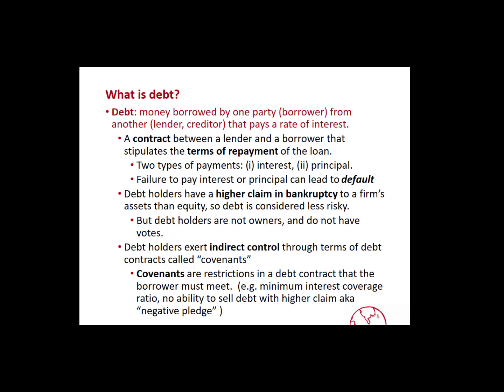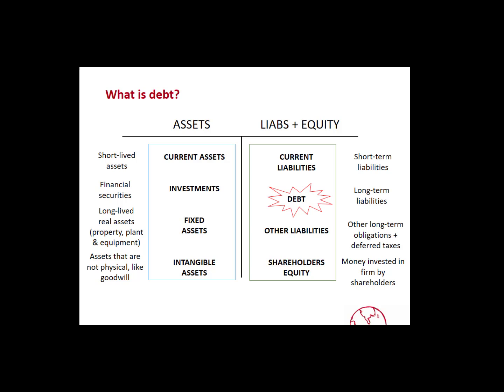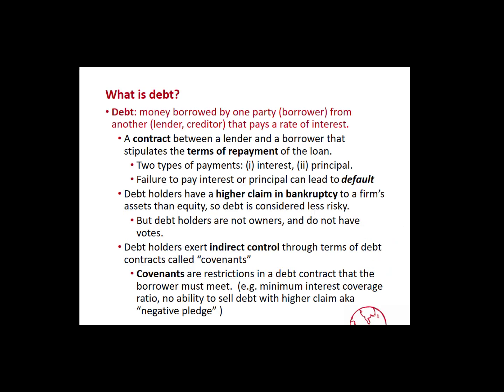Any failure to pay interest or principal when due can lead to an event of default, allowing the creditors to seize the assets of the company. So debt holders have a higher claim in bankruptcy to a firm's assets than equity holders. As seen in this picture here, you see that debt is higher up on the right than shareholders' equity. Debt is therefore considered less risky because the chances of getting repaid are higher.